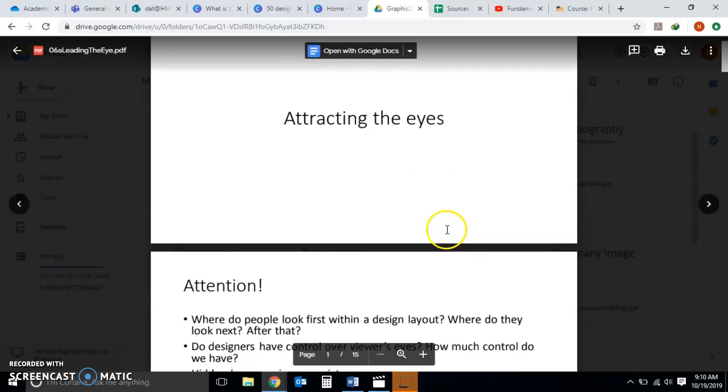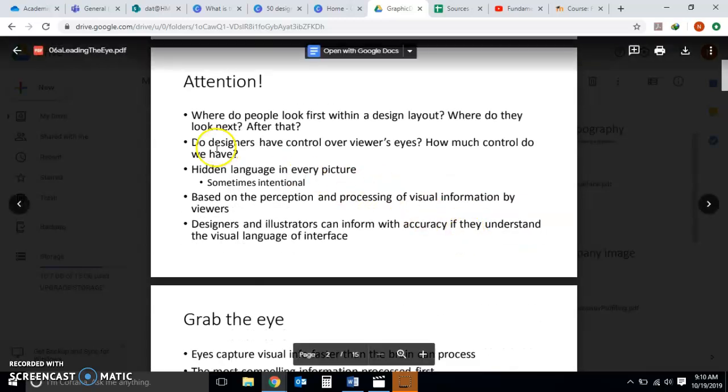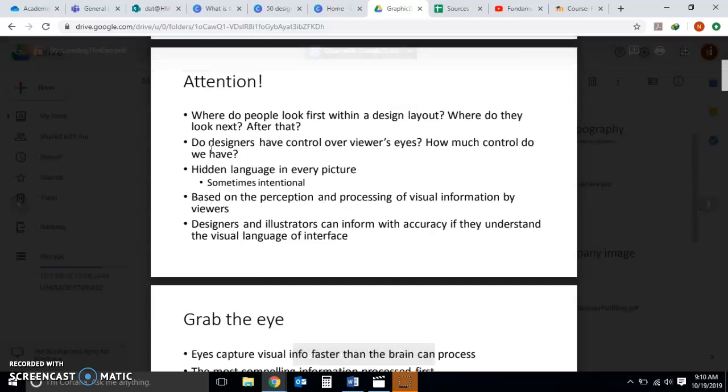So where to put your eyes, right? So attention: where do people look first within the design layout? Where do they look next after that, and so on, right? And do we have control over what viewers do with their eyes? Do viewers trail their eyes in a particular manner, move their eyes in a particular manner? Of course they do, right?